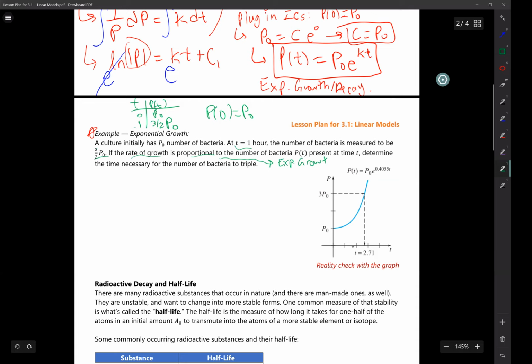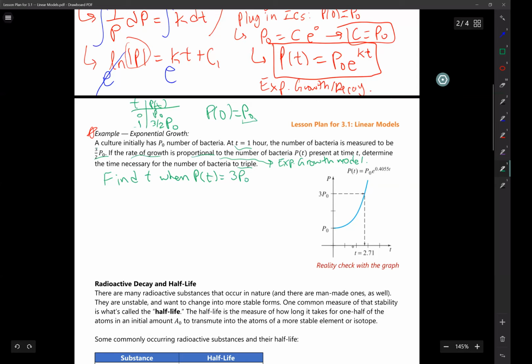And then let's figure out what the question is actually asking. It's asking to determine the time necessary for the number of bacteria to triple. So basically, we need to find T when P of T will equal, now it says it's going to triple, so it's going to be triple the original amount. The original amount was P naught. So the tripling amount would be 3 P naught, like that.